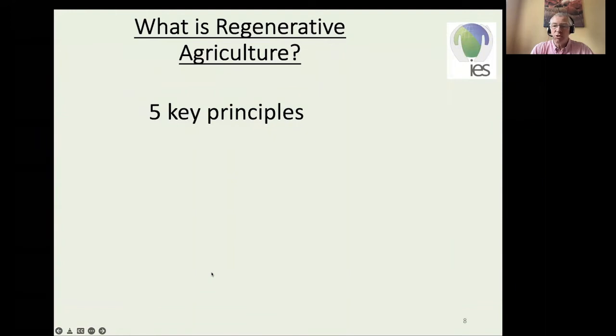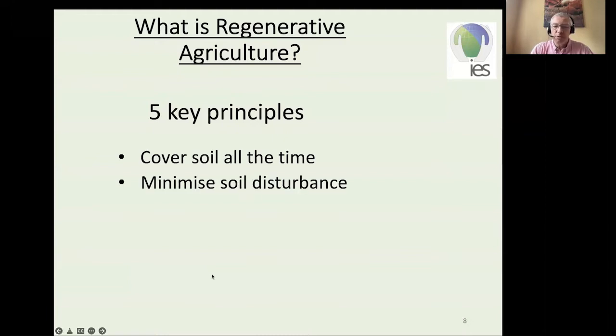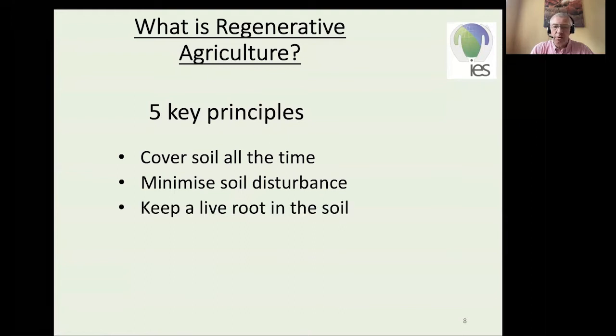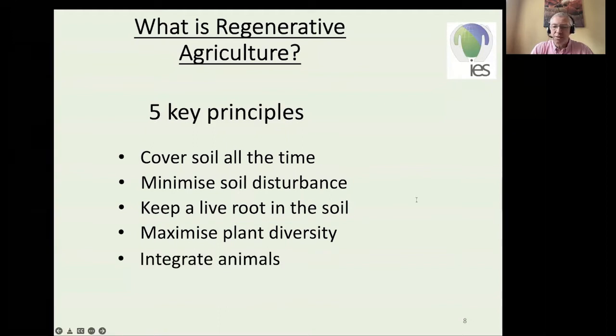So what is regenerative agriculture? You may well have heard companies claim to be regenerative or to be selling regenerative foods. But what does that mean? Practitioners generally define it by 5 key management principles. These are: cover the soil, minimize soil disturbance, keep a live root in the soil, maximize plant diversity, and integrate animals.